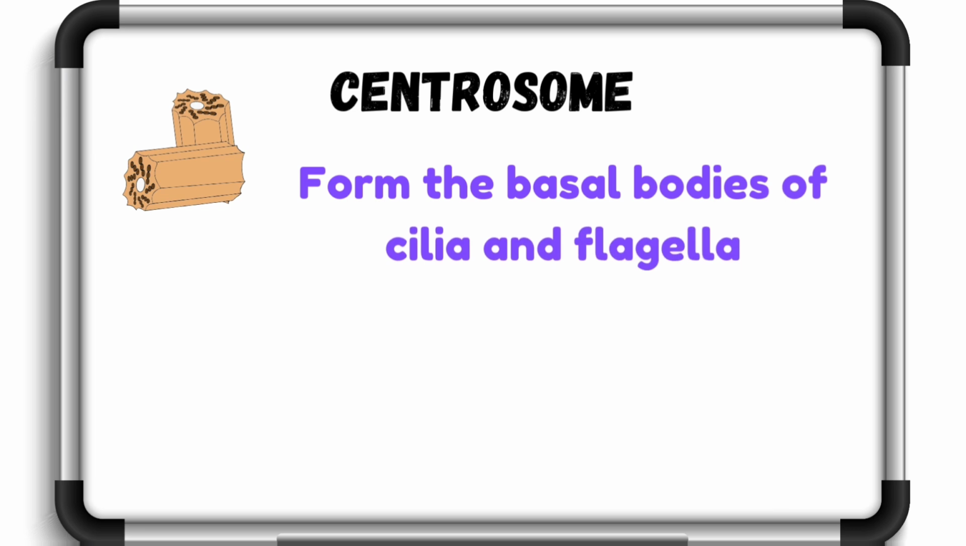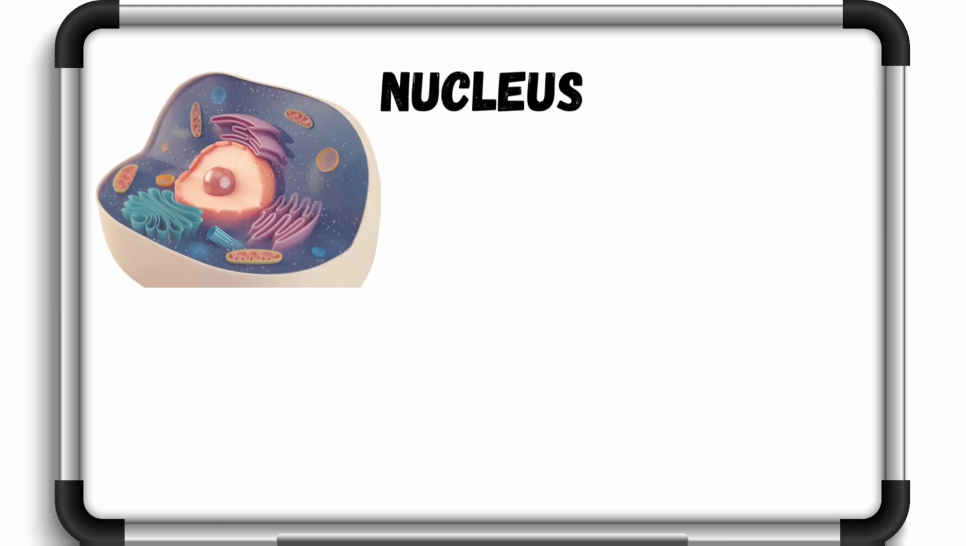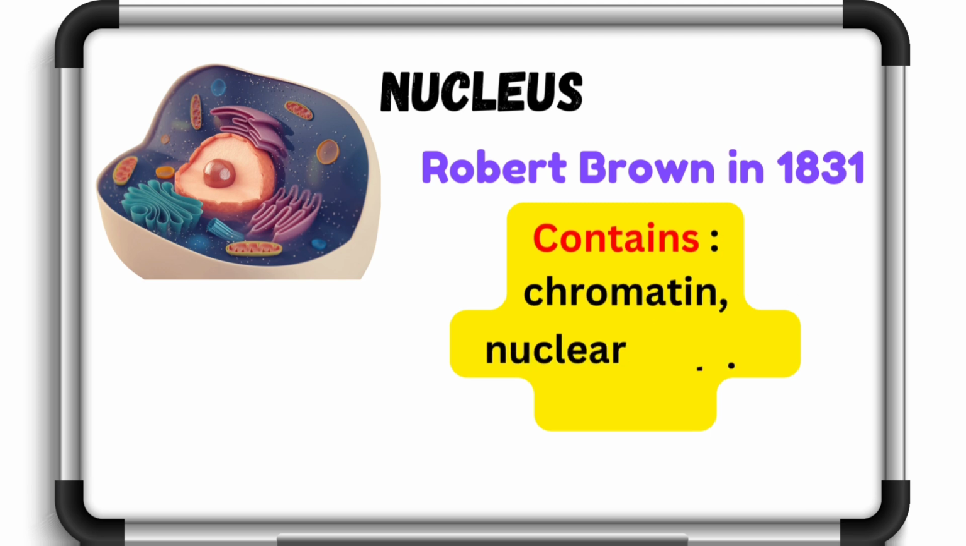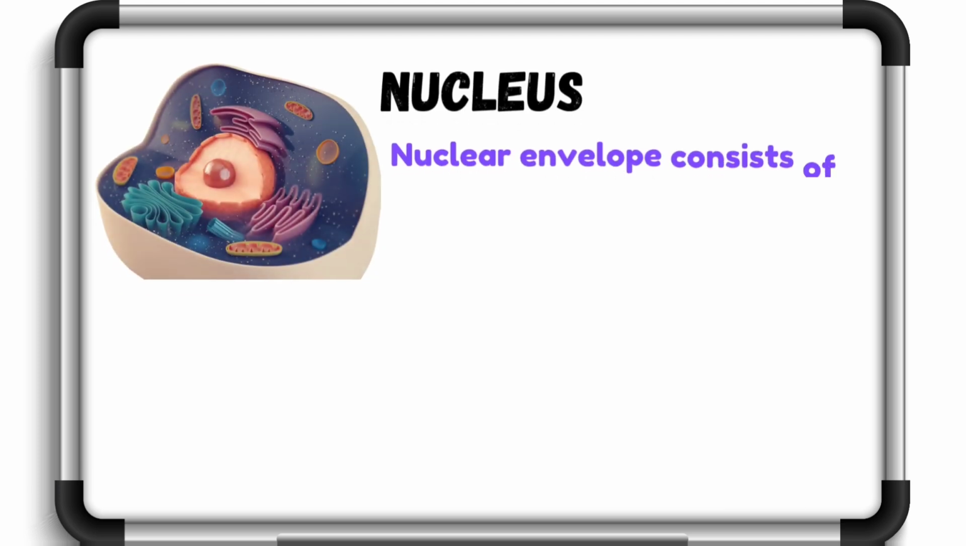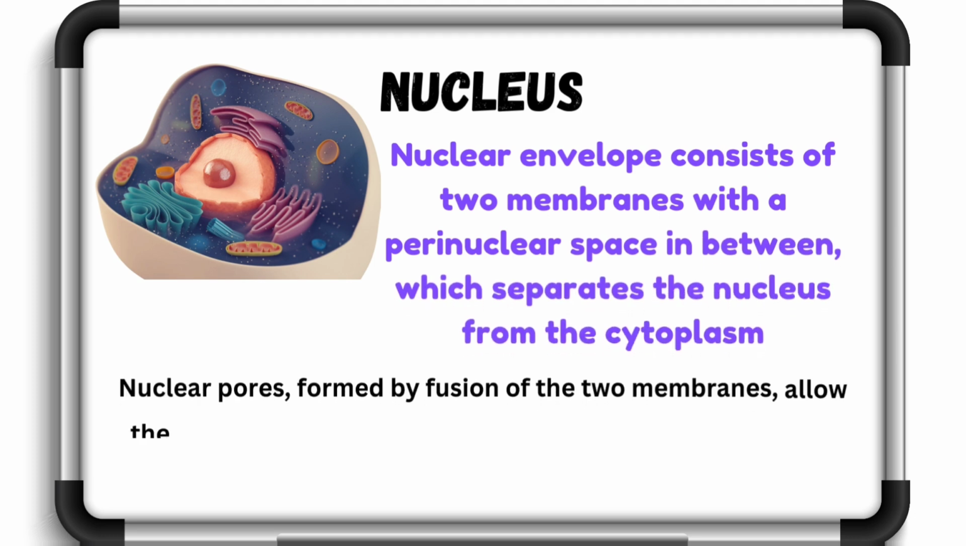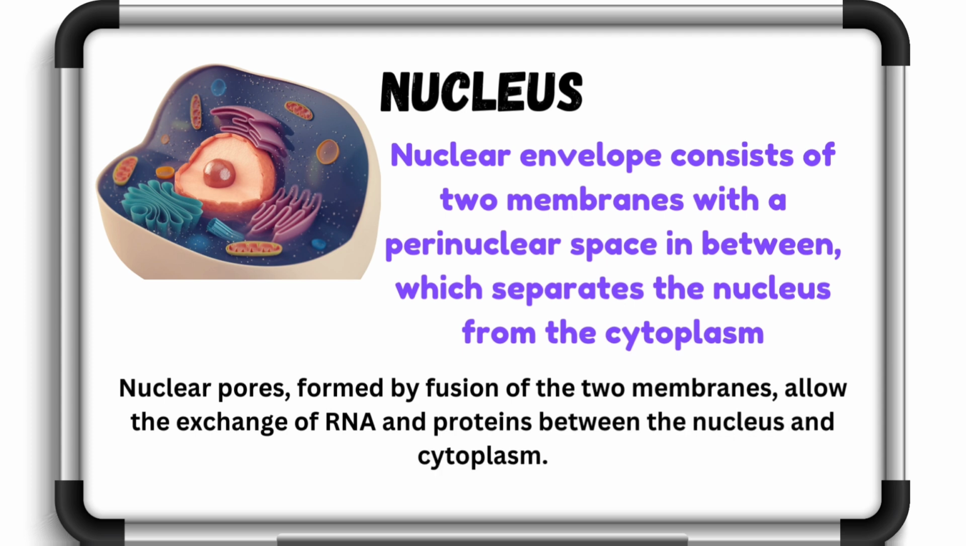Now, let's look at the command center of the cell, the nucleus, discovered by Robert Brown in 1831. This membrane-bound organelle contains chromatin, the nuclear matrix, and nucleoli. The nuclear envelope, a double membrane, separates the nucleus from the cytoplasm. Tiny nuclear pores control the exchange of RNA and proteins between the nucleus and cytoplasm.